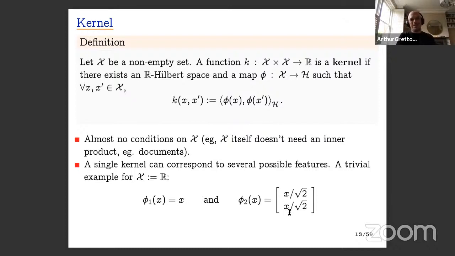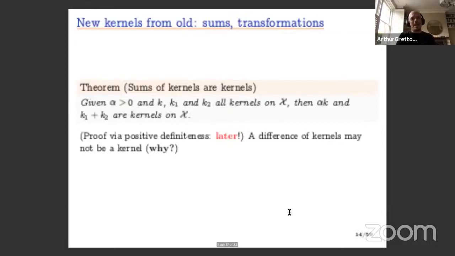Okay, so this is a pretty straightforward thing. What is a kernel? A kernel is a dot product between features. What is a Hilbert space? It's a space with a dot product. So now, how do we construct kernels?